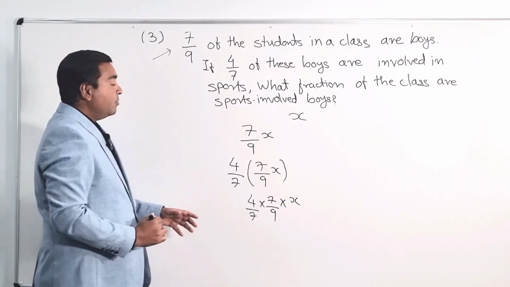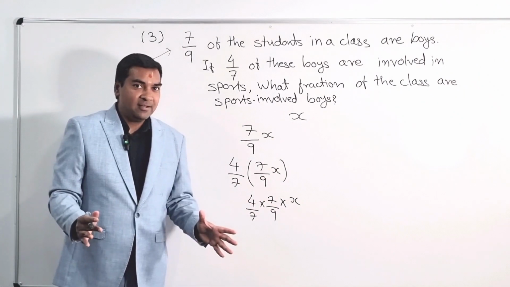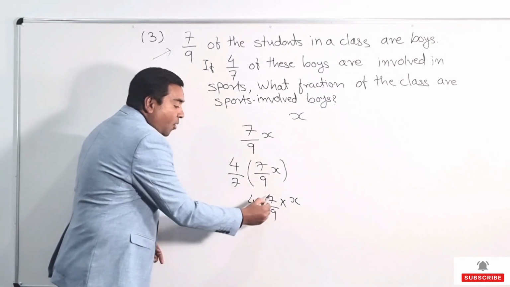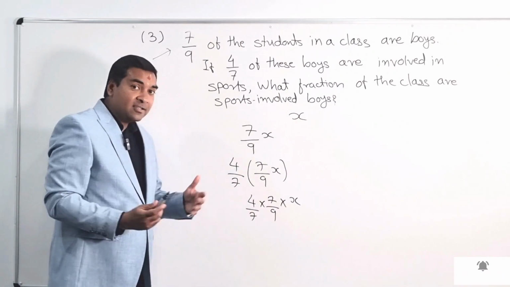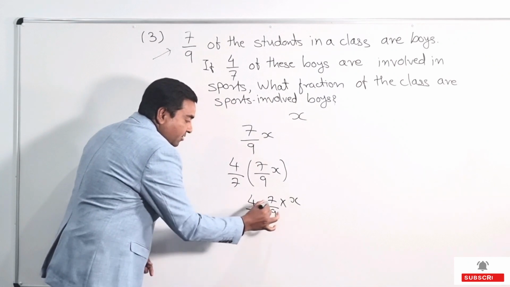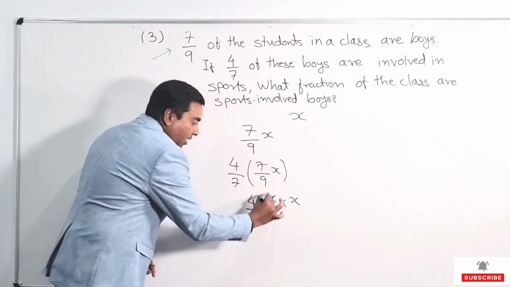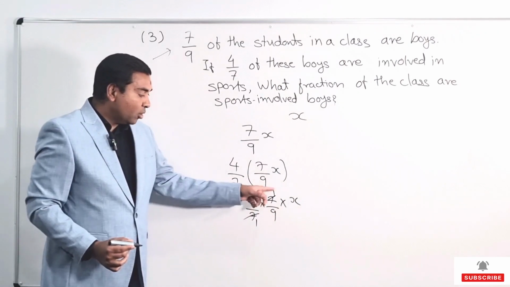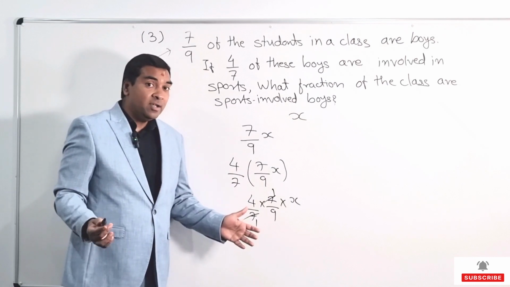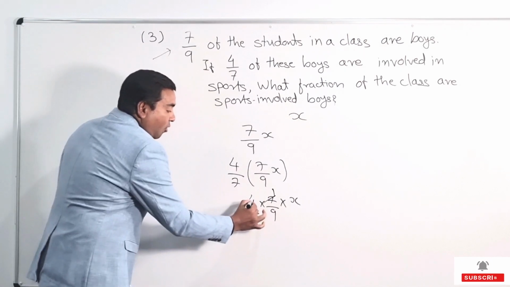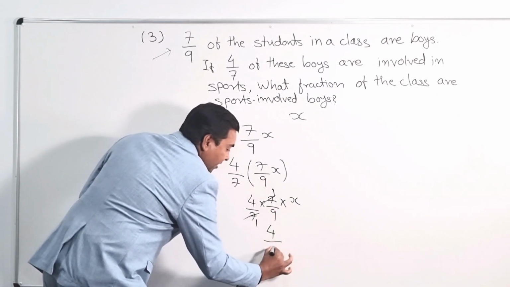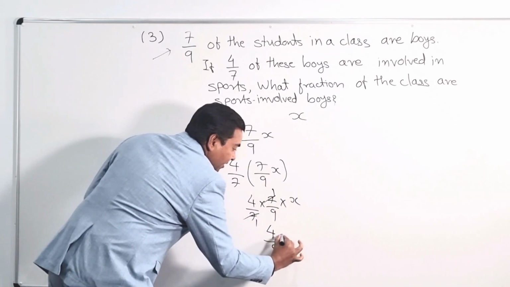Whenever you are multiplying fractions, guys, the best thing is fighting. Anything common top and bottom, I can cancel them out. So you can see 7 and 7, they both are common. So 7 is cancelled here, 7 is cancelled here, 1 and 1. So they both are cancelled. Now 4 and 9, there is nothing in common, so I can't do anything with them. So 4 times 1 is 4 on the top, 1 times 9 is 9 on the bottom, and the x will remain there.